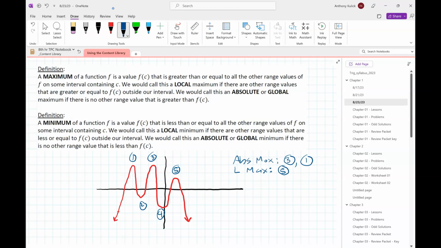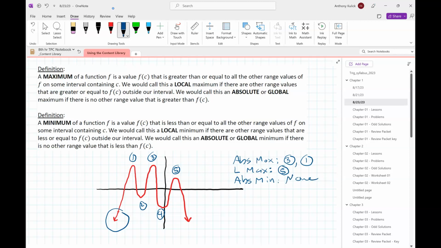Okay. How about absolute minima? What are those? What'd you say, Lexi? 4. So there's no points that are lower than 4. Aren't all those points lower than 4? So is there an absolute minimum? No, there doesn't have to be.